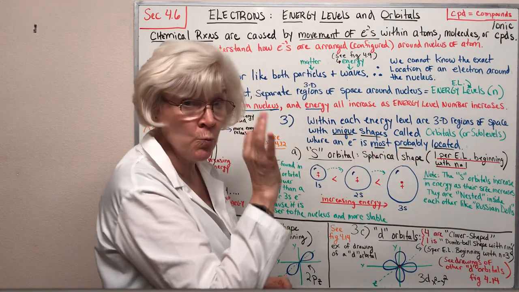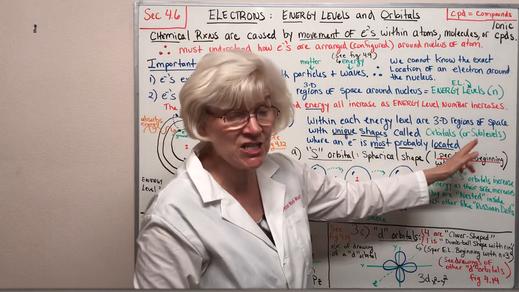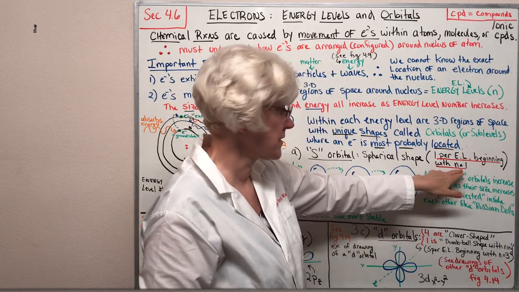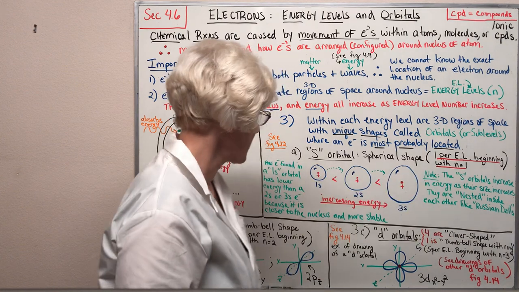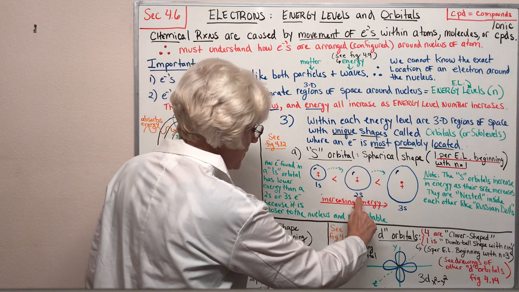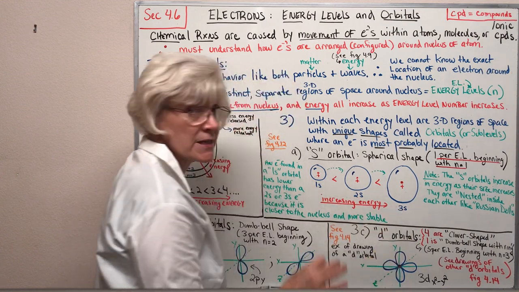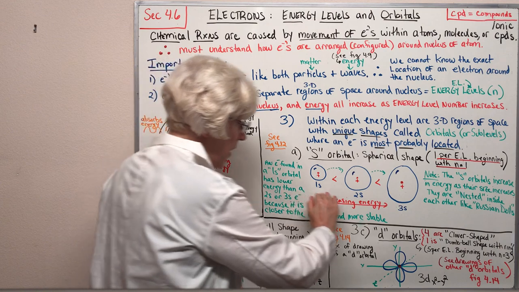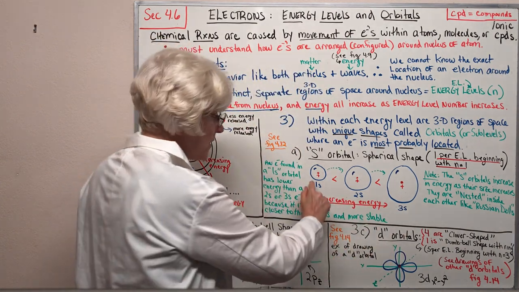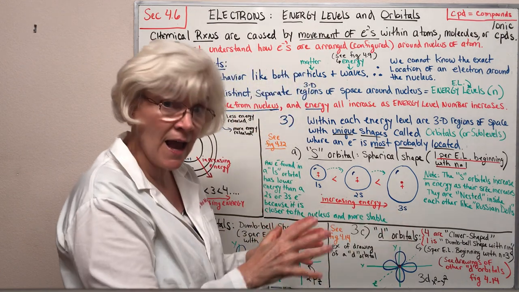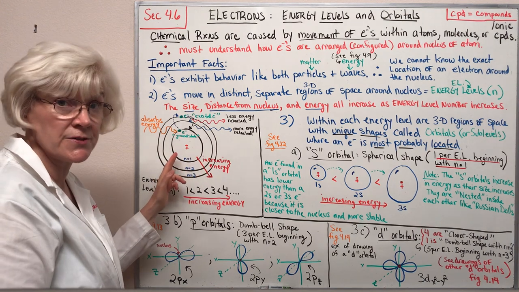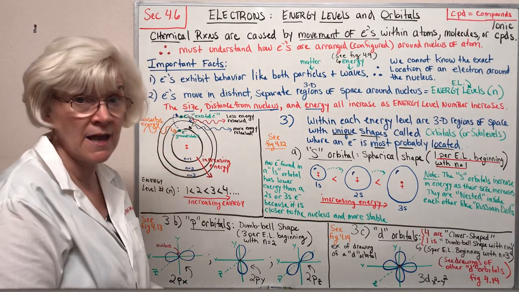There is only one s orbital in each energy level, no more than one, and you find s orbitals beginning with the first energy level. So what I've drawn here for you is the 1s orbital, the 2s orbital, and the 3s orbital. Notice all these s orbitals are spherically shaped. The only difference is the size of the s orbital, and that correlates directly with our understanding of size of energy levels.